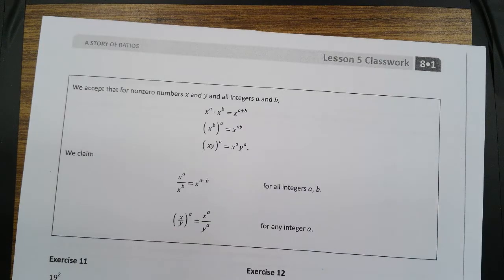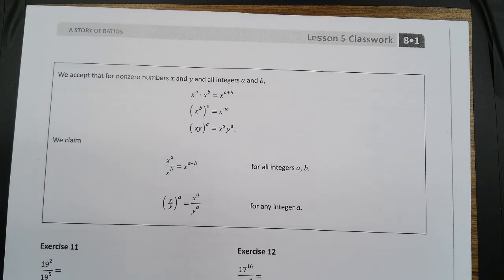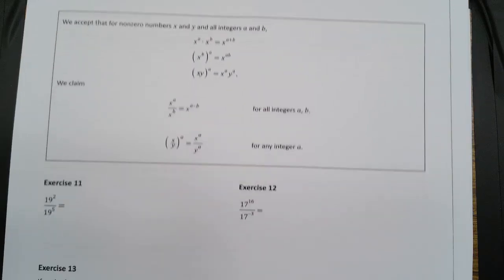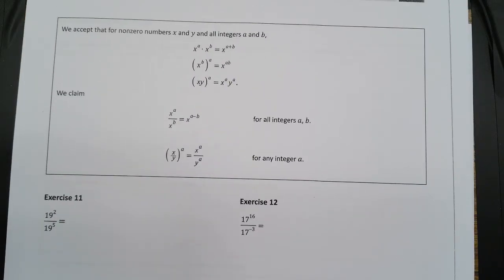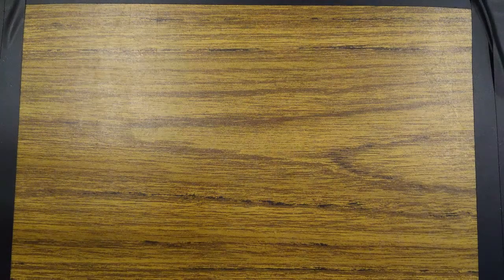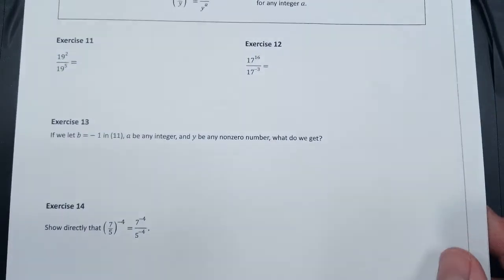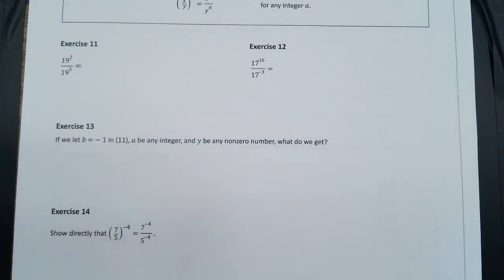On your next page, they give you some more rules again, just to be a little bit helpful. Let's look at exercise 11 and 12, because those are asking you to use the rules we learned in other lessons combined with the rules we learned in this lesson.